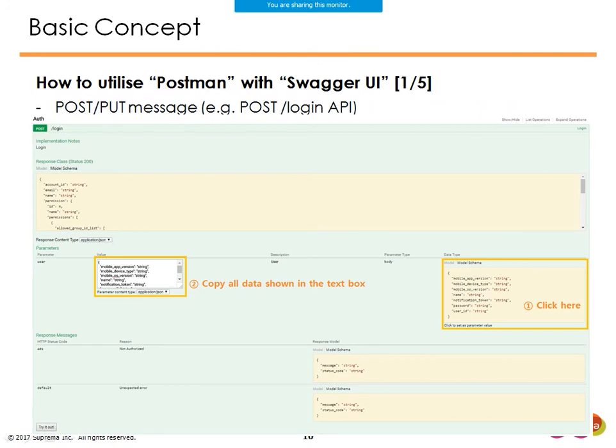Let's learn how to use Postman with Swagger UI. This way is very similar to using only Swagger UI. After clicking the yellow box of the model schema in the parameter section, you should copy all data shown in the white box. After that, you should paste it into Postman instead of clicking the Try it out button.